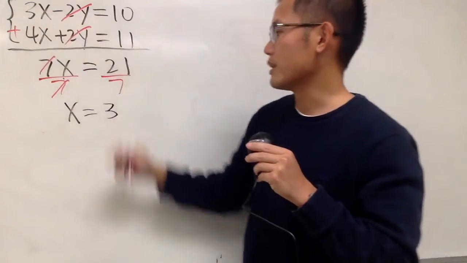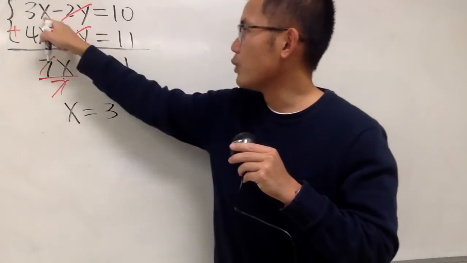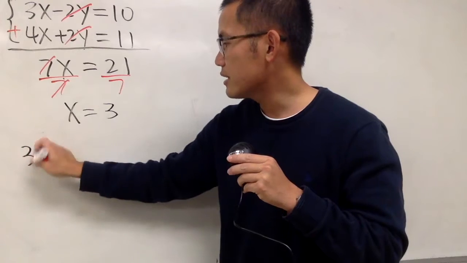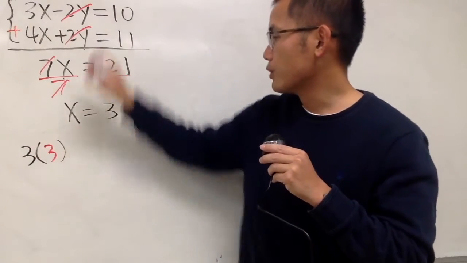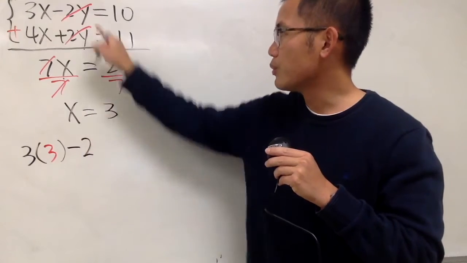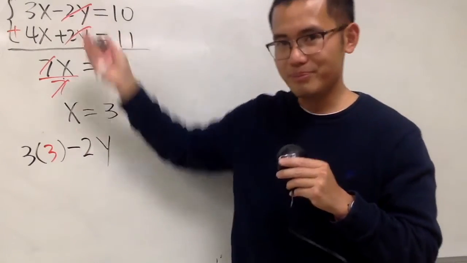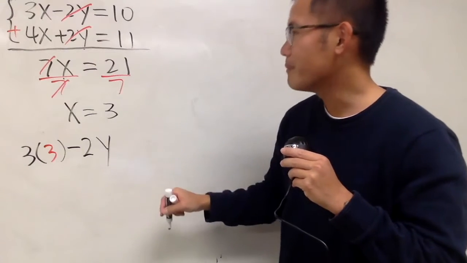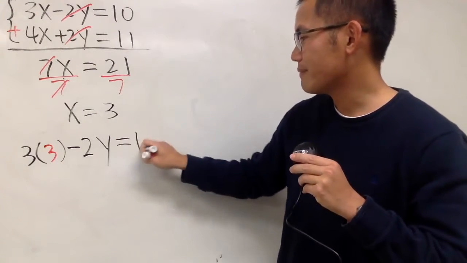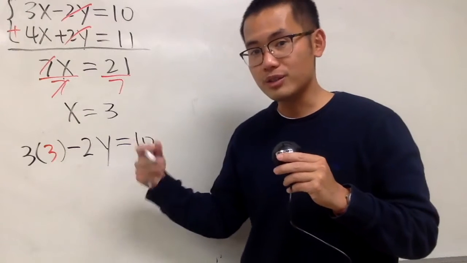Let's do it with the first one. So when I put a 3 right here, I will get 3 times the x, which is 3, and that's going to be minus 2y, again, original, so before we cancelled the 2y. So we have the minus 2y right here, and that's equal to 10. And again, right here, just work that out.